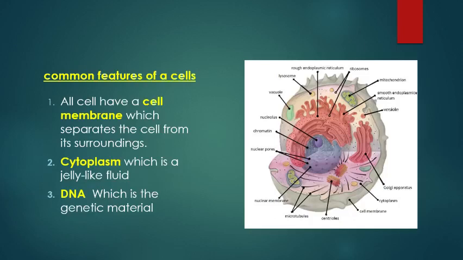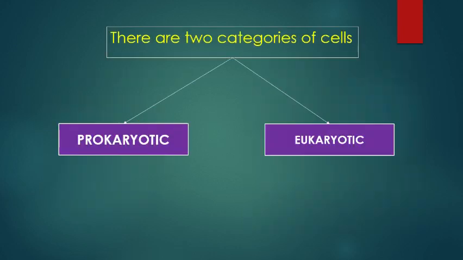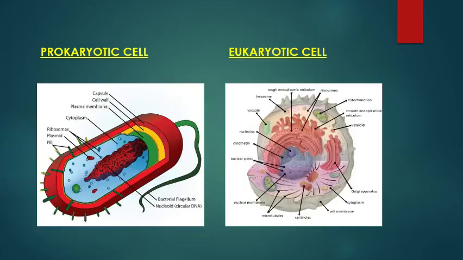All cells have a cell membrane which separates the cell from its surroundings. Cytoplasm, which is a jelly-like fluid. DNA, which is the genetic material of the cell. These three things are common in every cell. There are two categories of cells, prokaryotic and eukaryotic cells.